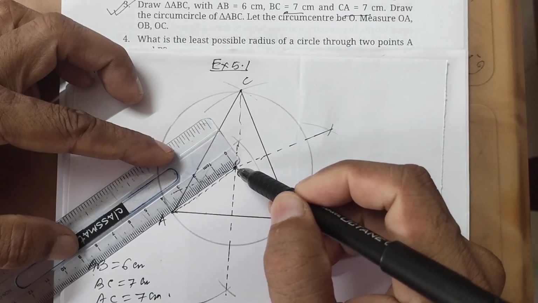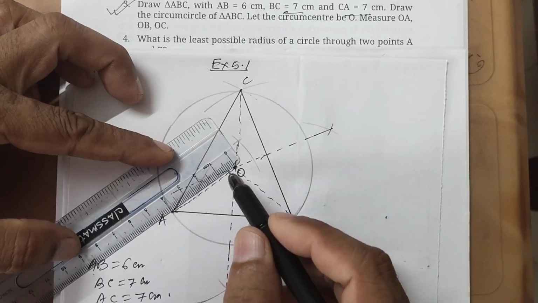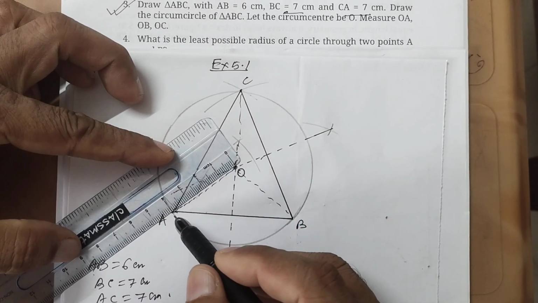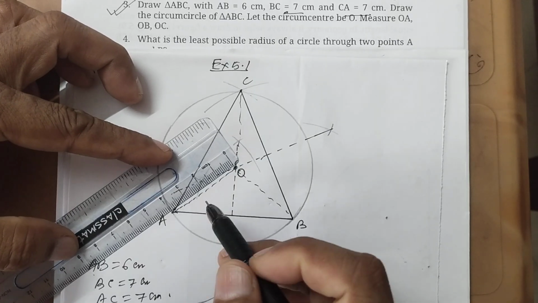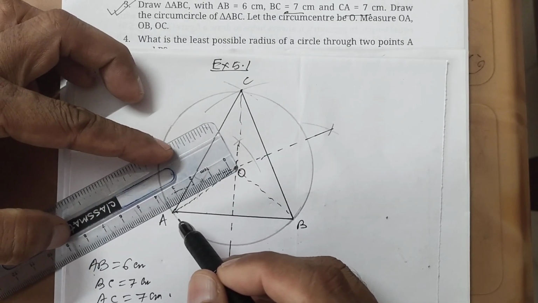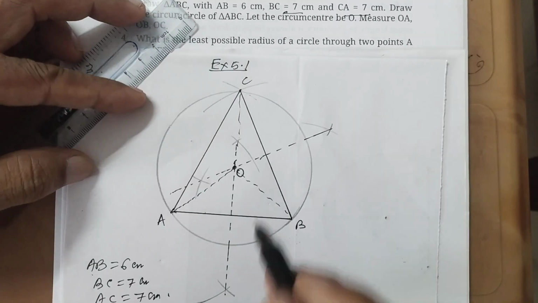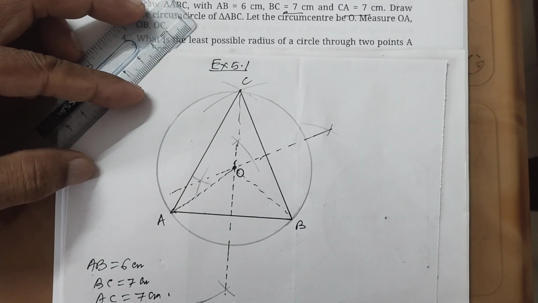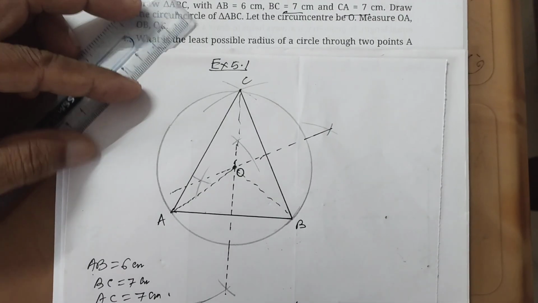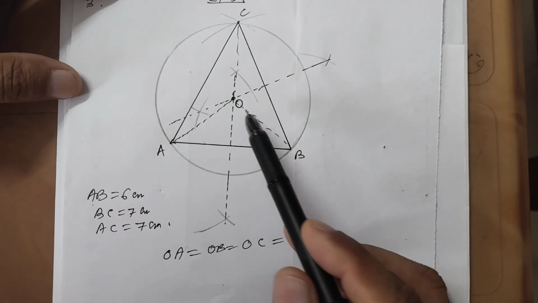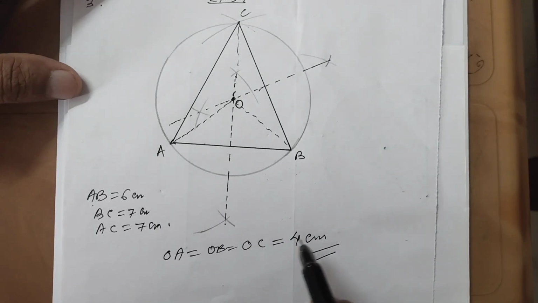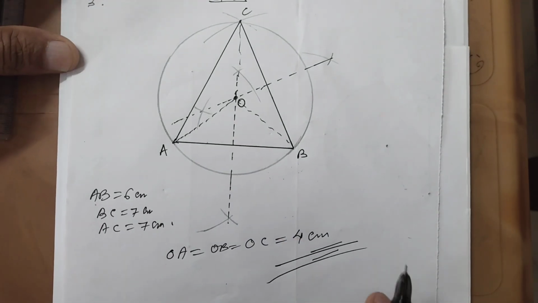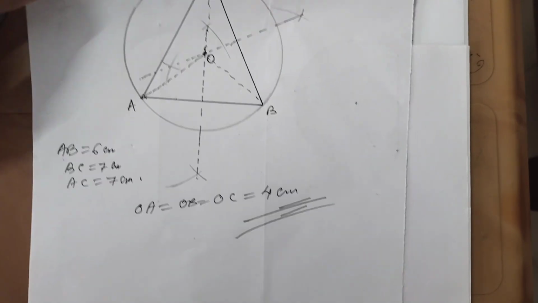Marking exactly 0 with the point O, you see 1 centimeter, 2, 3, 4 centimeter. It is exactly coming 4 centimeter. So OA is the same as OB, which is the same as OC, and it is 4 centimeter, because they are the radius of the same circle. You can measure and see again, no problem. So this is the solution for question number 3 of exercise 5.1.